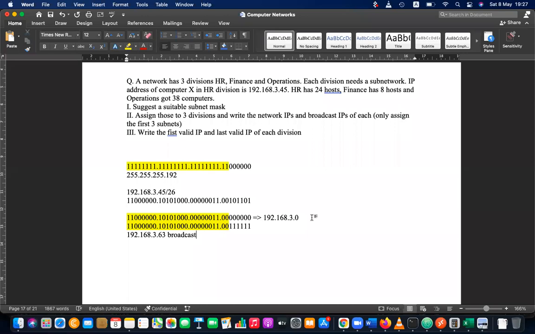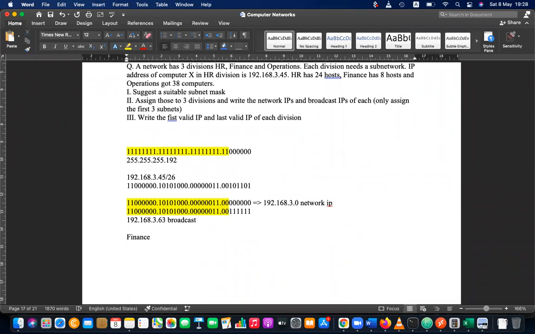Okay, this is the network. This is for what? This is for the HR division. HR gets the first one. Next we will give to finance. Finance division, network IP.